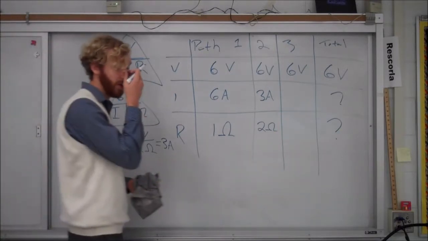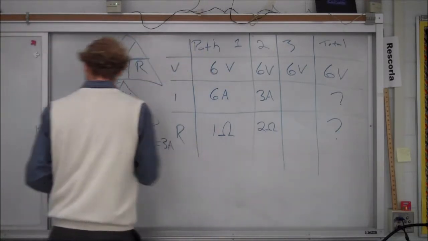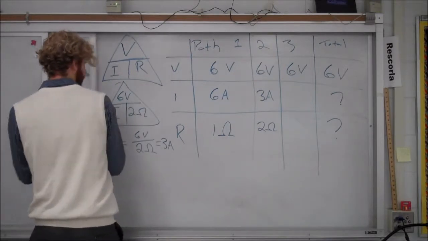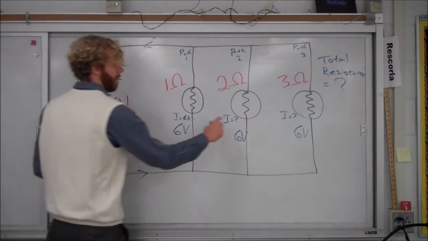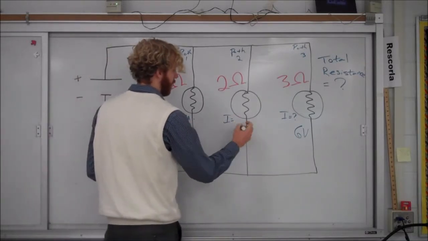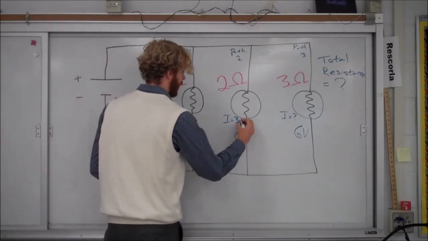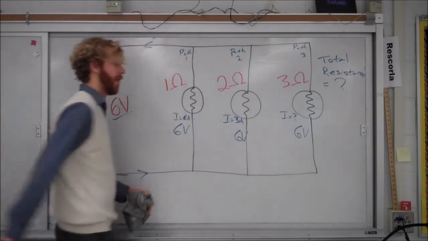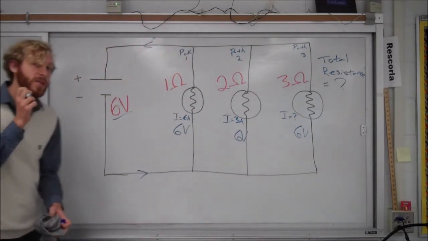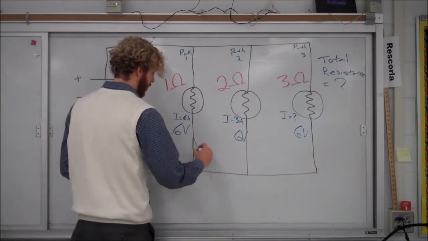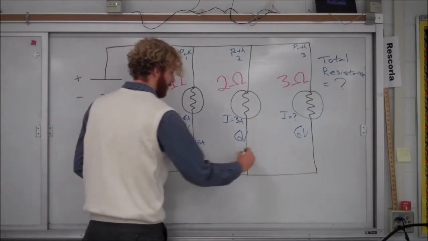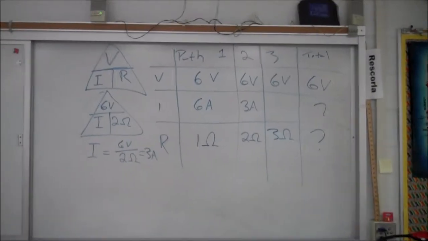So now we got to look at path 3. We're almost there. Path 2 is 3 amps. So we can plug in 3 amps right here. Now we got to find path 3. So what it's saying is that as the electrons go this way, they have 6 amps right here.